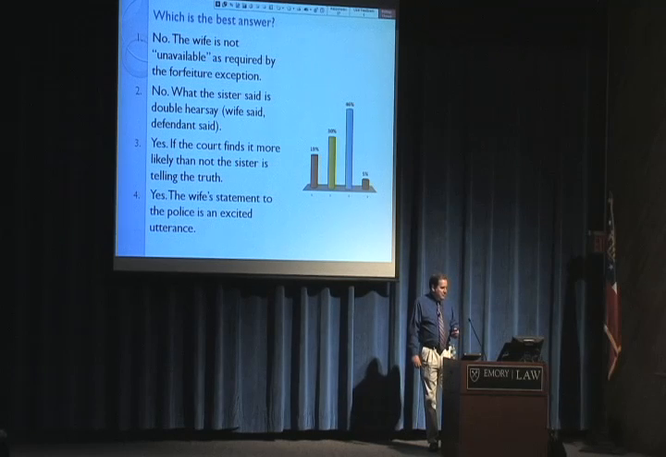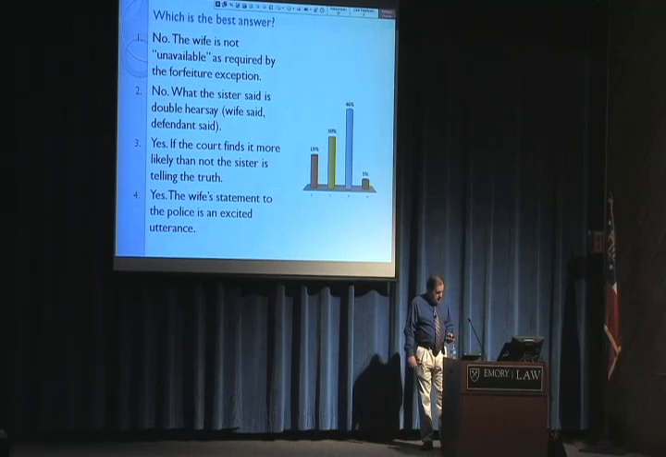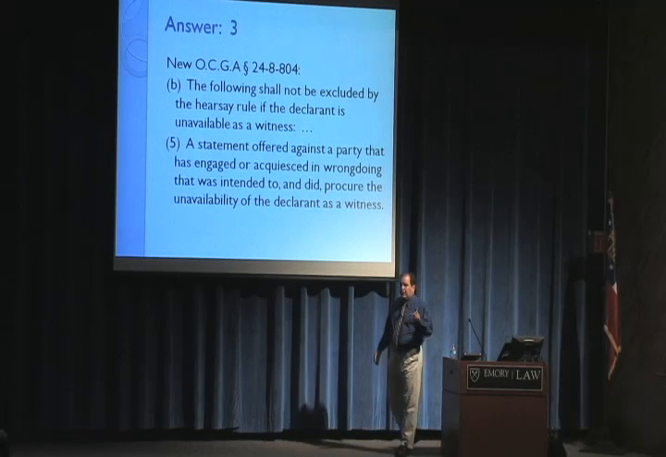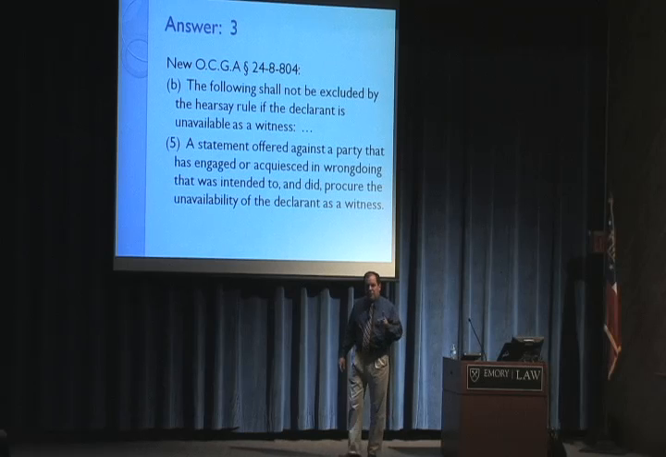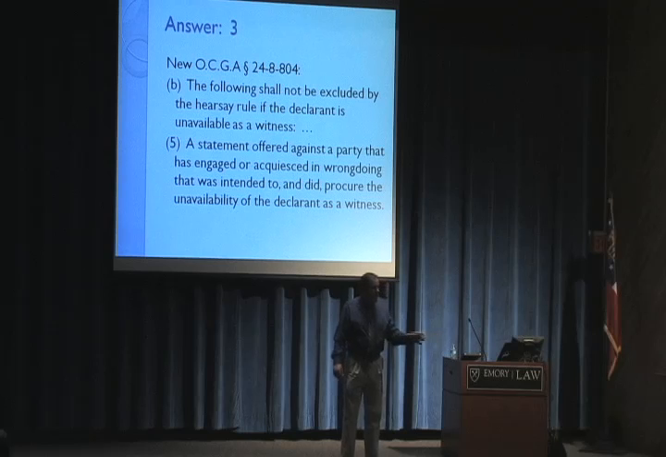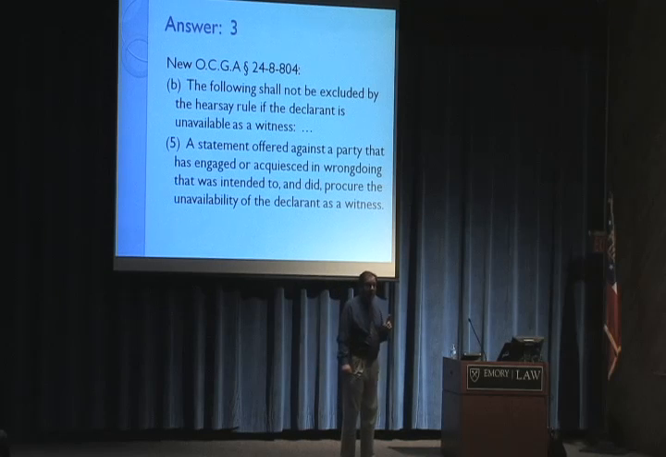A majority of you, 46%, got that one right. It is number 3. This is the forfeiture exception to hearsay. It requires that the declarant be unavailable as a witness, but unavailability doesn't mean the person is asserting a valid privilege. I mean, that would include that. But even if the witness is not asserting a valid privilege, if they refuse to testify after a court order to do so, they're unavailable for the purposes of the 804(b) exceptions. And this, of course, is an 804(b) exception.